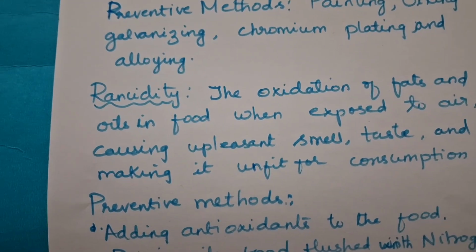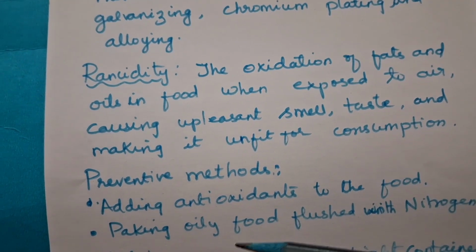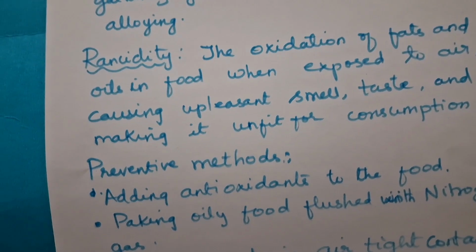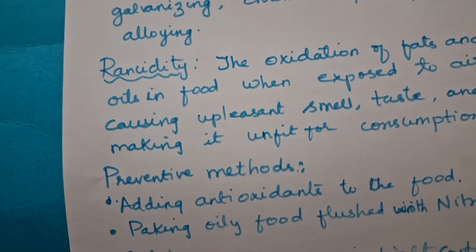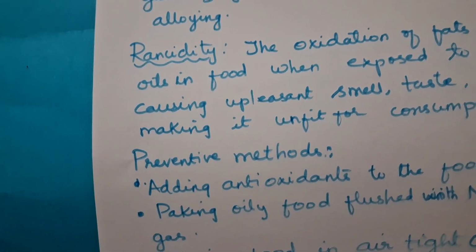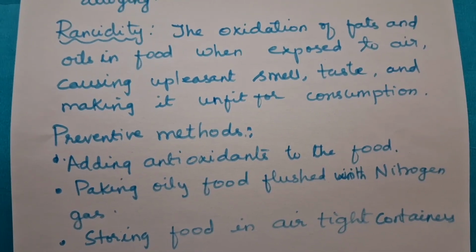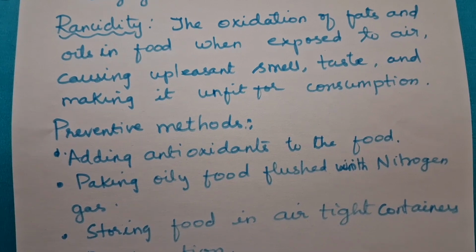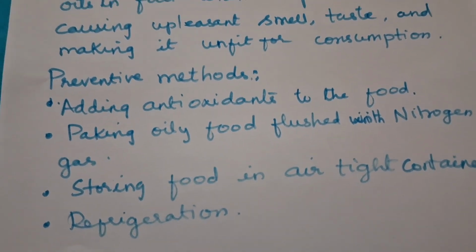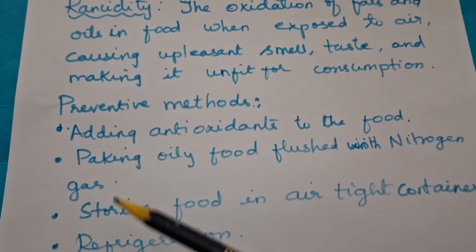So what can be done? For foodstuffs, proper antioxidants can be added to the food. Then packing, where the oily food is flushed with nitrogen. A chips packet will always be quite fluffy when you purchase it, because the packet is filled with nitrogen so that the food never gets oxidized. Next, storing food in airtight containers. And the last one is refrigeration. So these are the four methods by which we can prevent rancidity. What is rancidity will be asked for 1 mark. Preventive methods, any two may be asked.